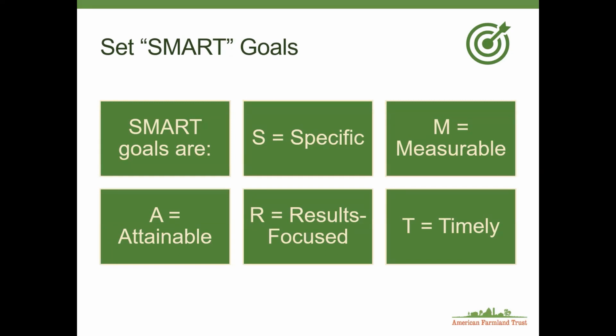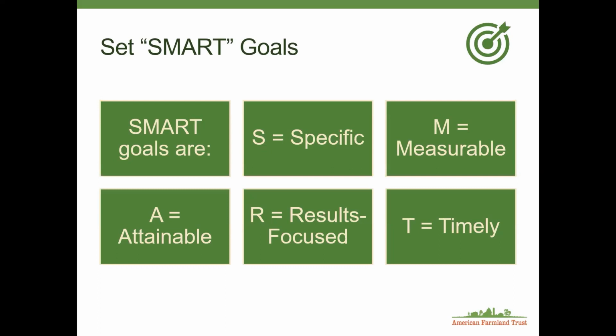Setting useful goals can be difficult. They should be simple, yet specific enough to clearly define what you want to accomplish. They should cover the 5 W's: who, what, where, when, and why, as well as how. Many people use the SMART Goals framework to set useful and actionable goals.